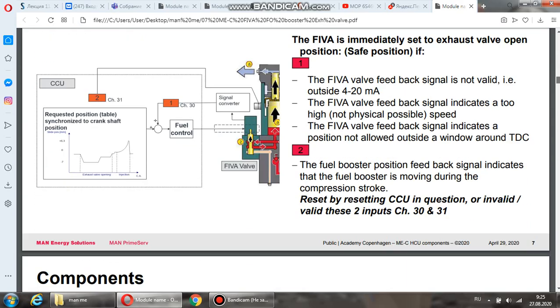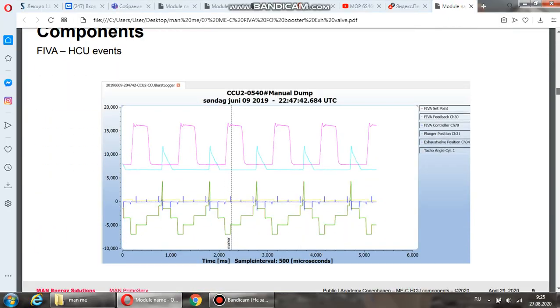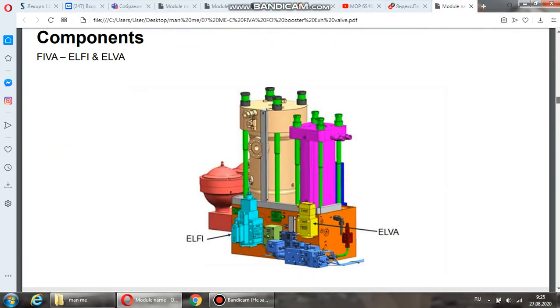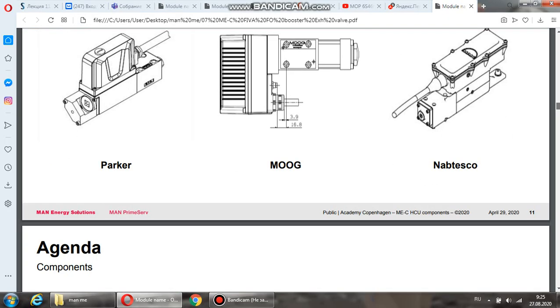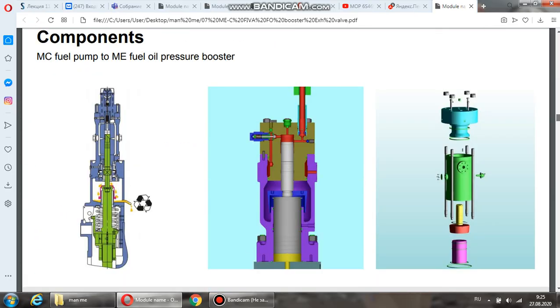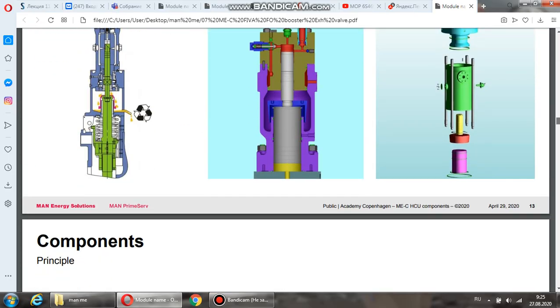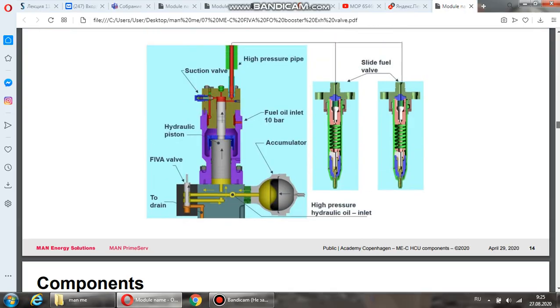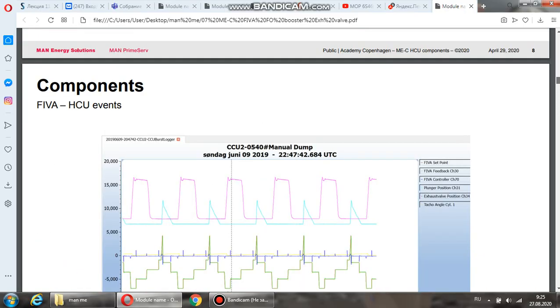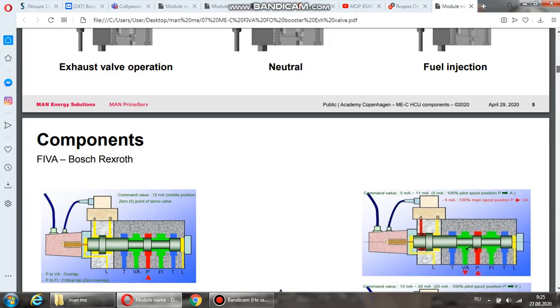So a signal being sent to the pilot valve will move the pilot spool and allow control oil pressure to act against the control spool, moving the main spool up and down in this direction, to open and close these ports.